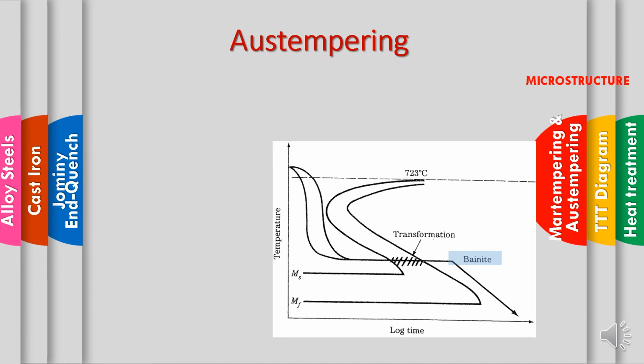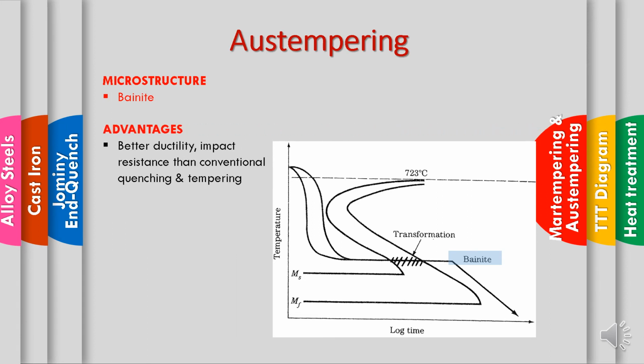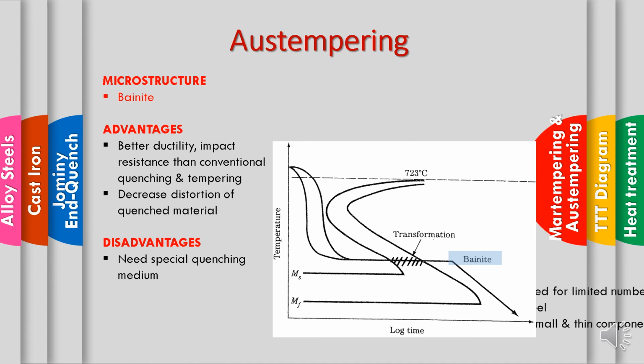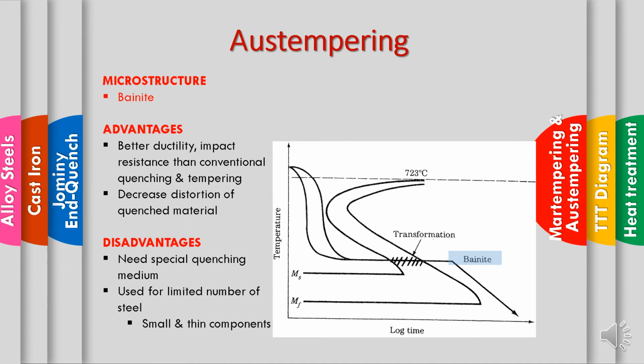Okay, and for the microstructure of the bainite produced, the advantage of this process is basically better ductility and impact resistance than conventional quenching and tempering, and decreased distortion of the quenched material. For the disadvantages, it needs a special quenching medium, which is very special. Okay, and it is used for a limited number of steels. Okay, small and thin components.